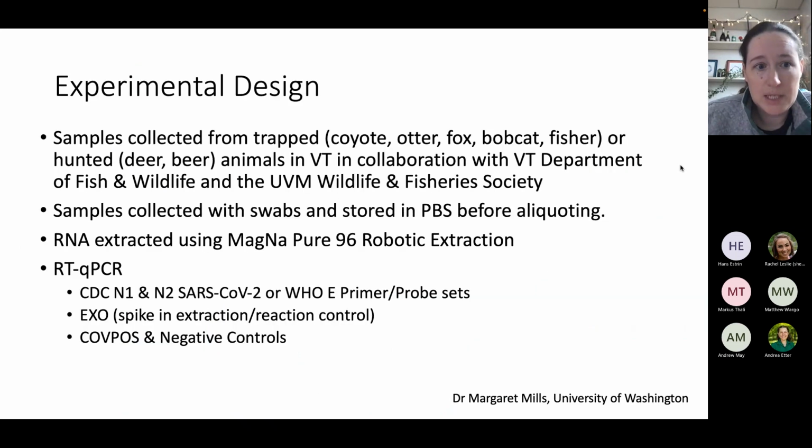So the way we set up this study, we collected samples from either trapped or hunted animals in Vermont. The trapped animals are typically fur-bearing animals that are trapped for pelts. When you trap an animal in Vermont, you're required to give the carcass to the state for various wildlife biology testing. And so we had access to these carcasses, including coyotes, otters, foxes, bobcats, fishers. I think there might have been some mink, as well as hunted animals. And so these were deer and a couple of bear.